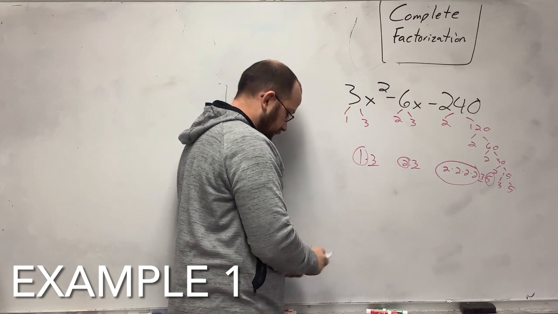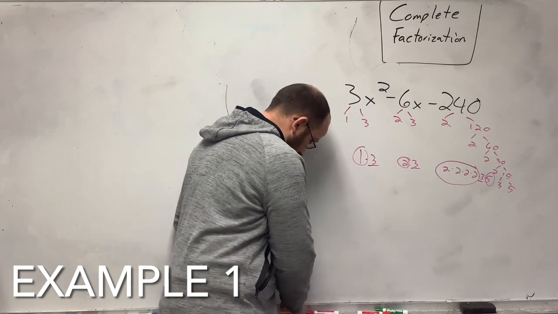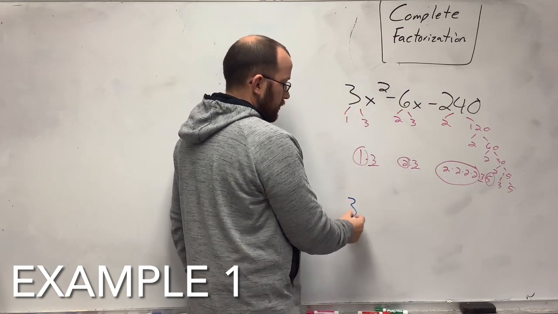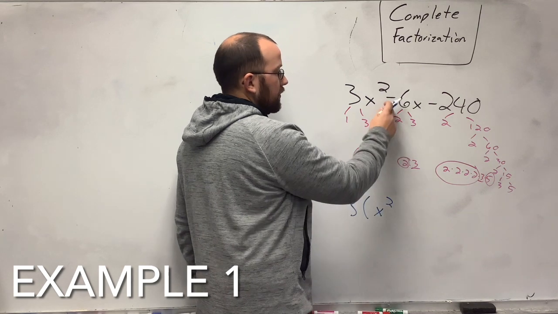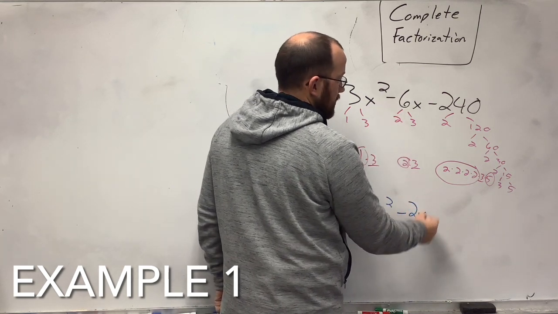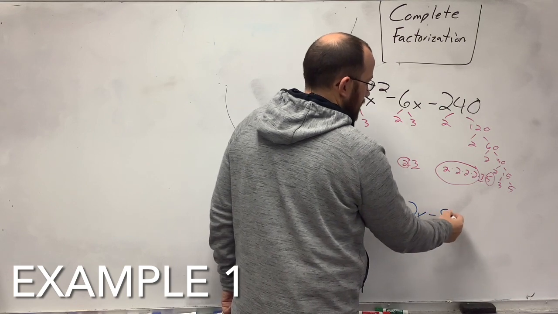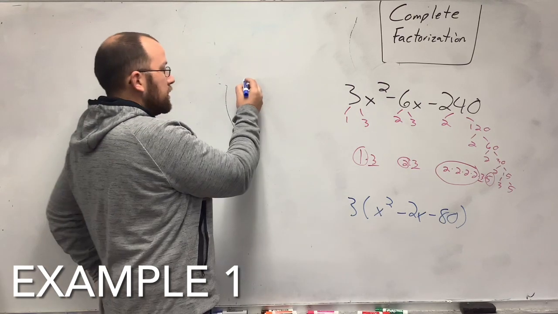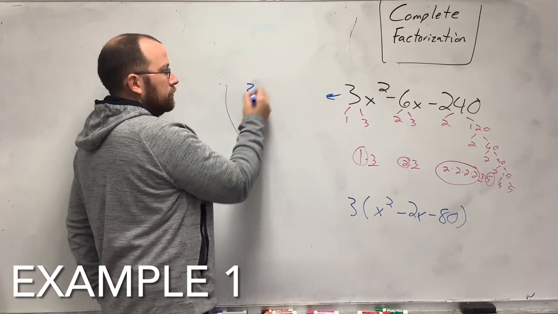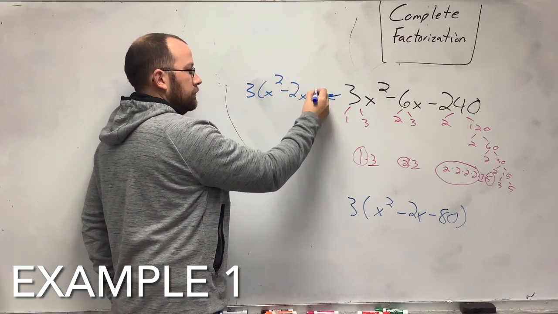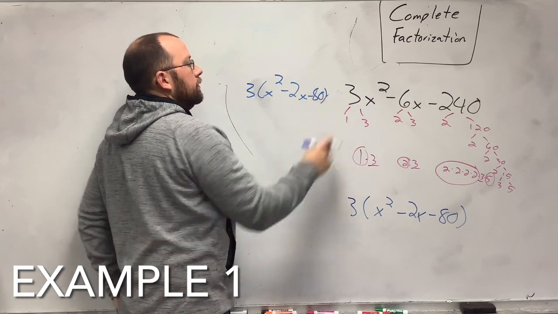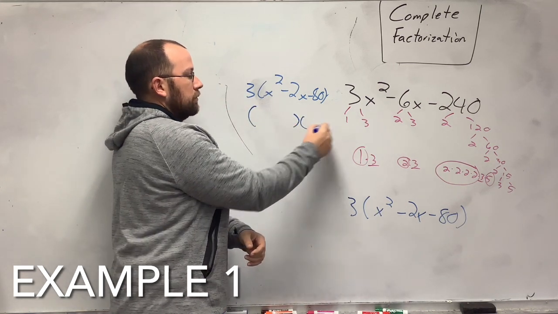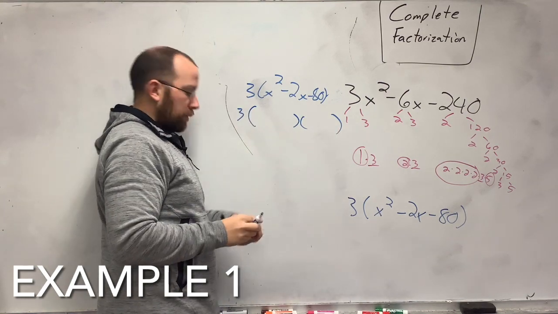So now I divide this by 3 and I get 1x. Divide this by 3 and I get negative 2x. Divide this by 3 and I get negative 80. So now we're going to factor it. I'm going to move this up here. Now we're just going to leave that 3 out front and put my parentheses down below.